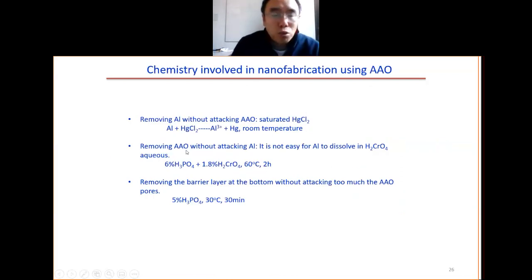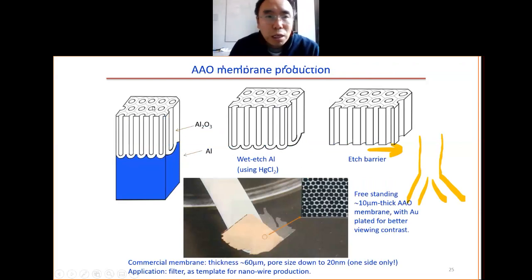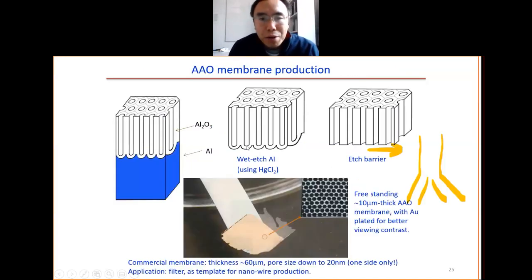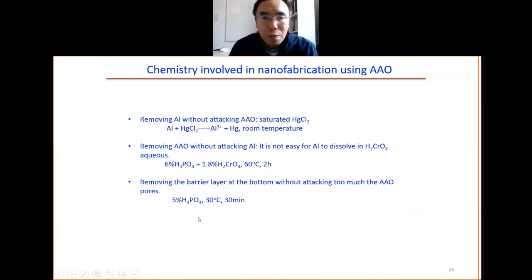Sometimes we want to remove AO. We want to remove this part without attacking the bottom aluminum. This is done by the mixture of phosphoric acid and H2CrO4. You can remove aluminum oxide without attacking aluminum. You also need to remove the barrier layer at the bottom, to make it flow through the pores. This can be done by using diluted phosphoric acid.